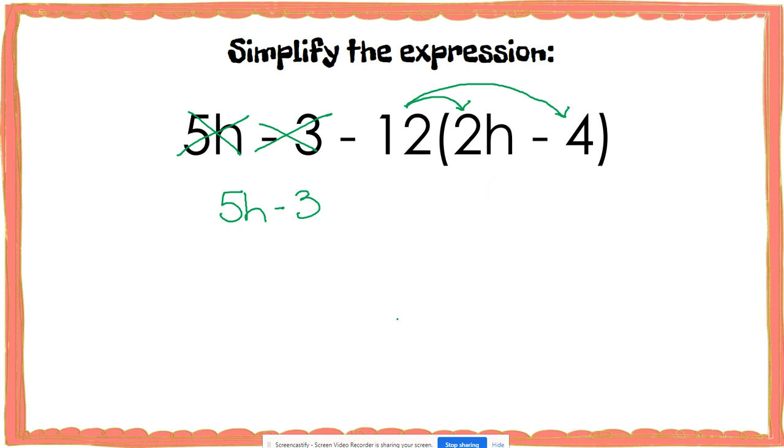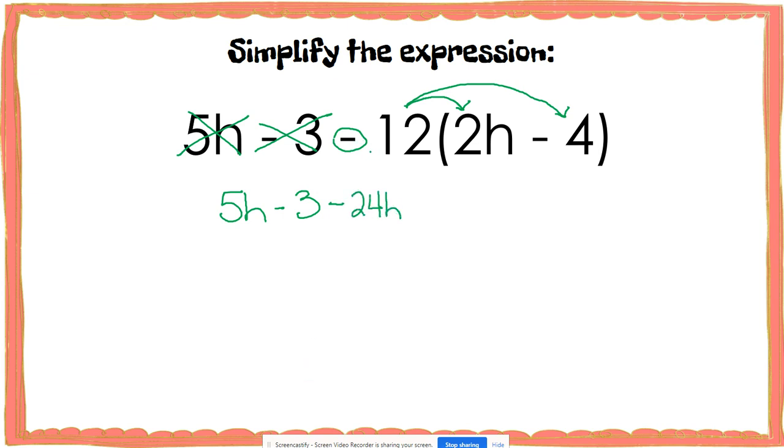When I distribute, I need to be very careful. This number is not 12. There is a minus sign in front of this 12, which means that this is actually a negative 12. So when I solve, I'm going to do negative 12 times positive 2h. Negative 12 times positive 2h is negative 24h. Because it's negative, I'm going to write minus 24h.